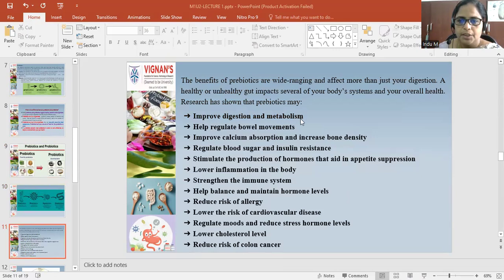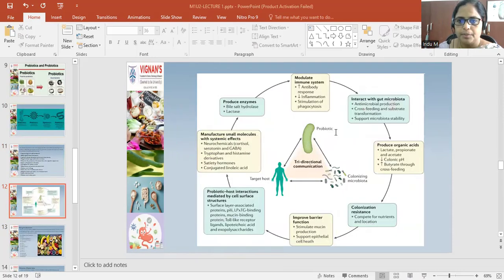One is improves the digestion and metabolism, help regulate bowel movements, improve calcium absorption and increase bone density, regulate blood sugar and insulin resistance, stimulate the production of hormones that aid in appetite suppression, lower inflammation in the body, strengthen the immune system, help balance and maintain hormone levels, reduce risk of allergy, lower the risk of cardiovascular disease, regulate moods and reduce stress hormone levels, lower cholesterol level, and reduce risk of colon cancer. So these are the various health benefits associated with the prebiotics.